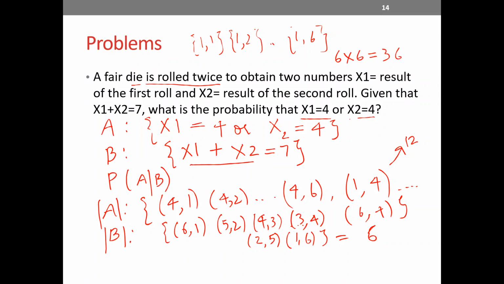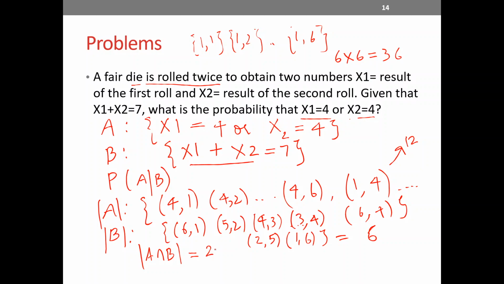And when is it that A and B both occur? That means the sum is 7 and x1 is 4 or x2 is 4. If we just look at these two sets, I can figure out it's 4, 3 and 3, 4. So A and B is going to be just 2 of those: 4, 3 and 3, 4. So just 2 of those.